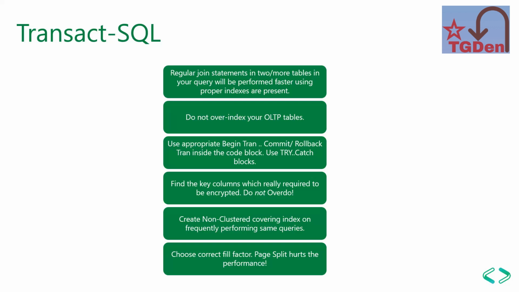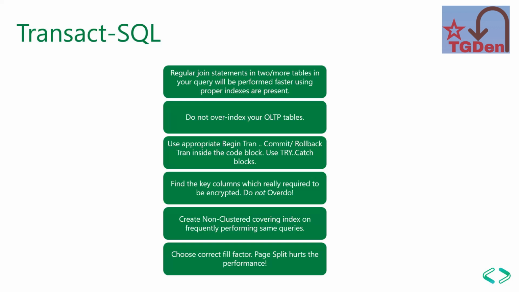Next point is, create non-clustered covering indexes on frequently performed same queries. So do not just create a clustered index. Okay, if you need, create non-clustered covering indexes on the remaining columns, because obviously that way you can see improved performance, right? So take a look at your execution plan. If you see there are some sections where you need to create a non-clustered index, or maybe an included column index, or a covering index, feel free to create them, test the performance, and also look at the execution plan frequently to decide whether you really need those indexes.